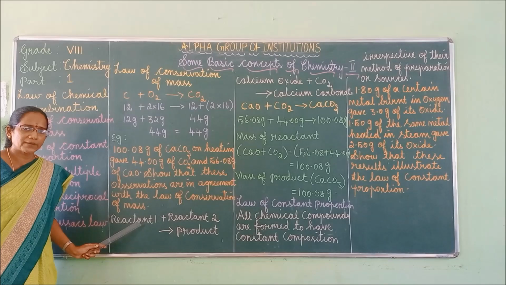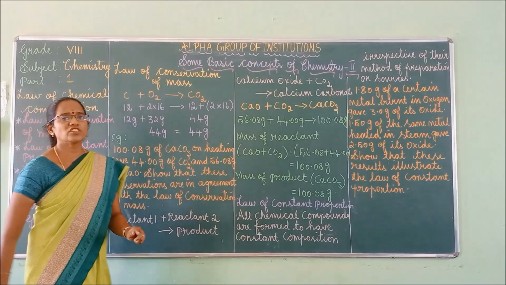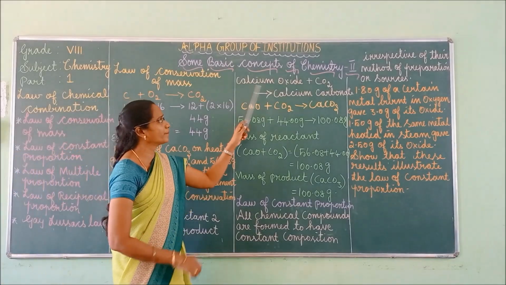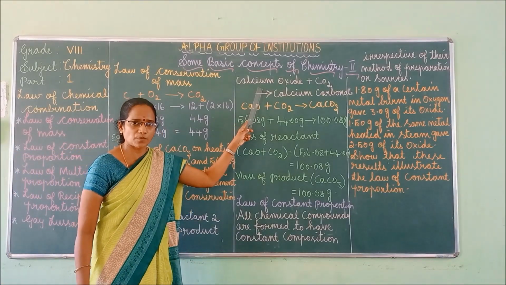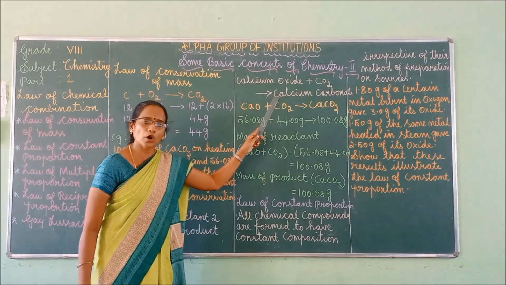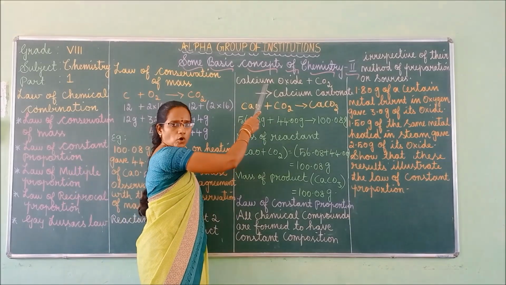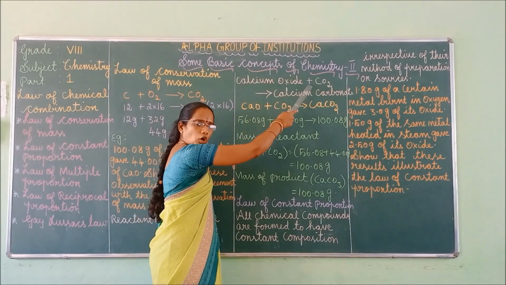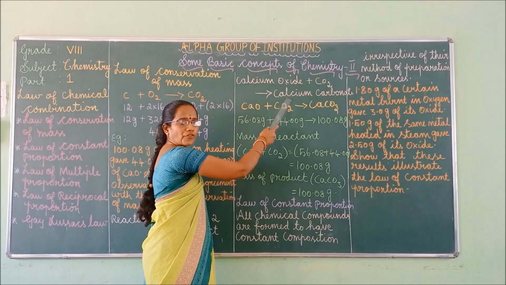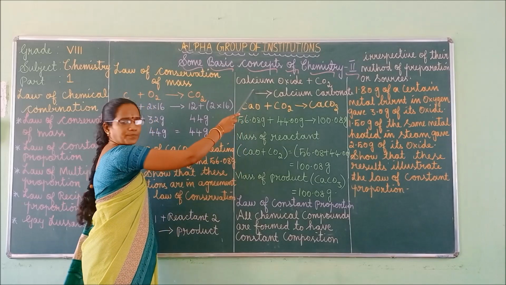So what is the first step you have to write? Reactant 1 plus reactant 2 gives the product. Here reactant 1 is calcium oxide, reactant 2 is carbon dioxide, and the product is calcium carbonate. So calcium oxide, when it reacts with carbon dioxide, forms the product calcium carbonate. This is the second step, right?